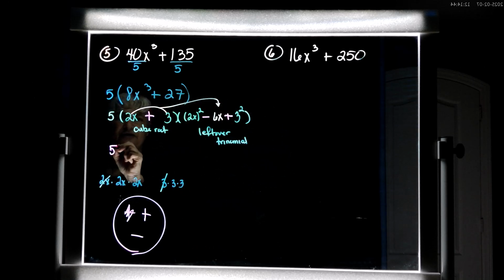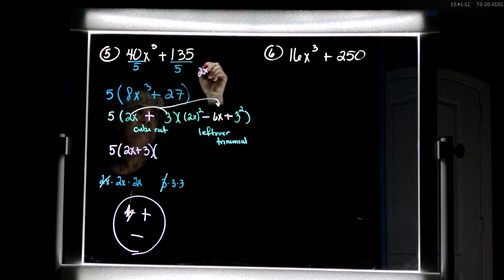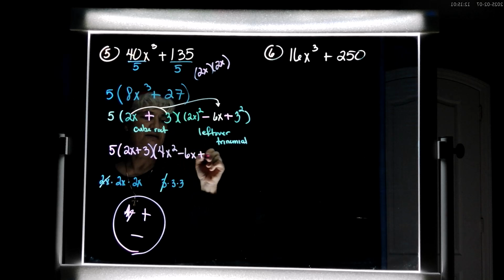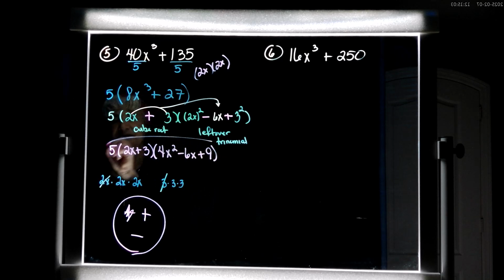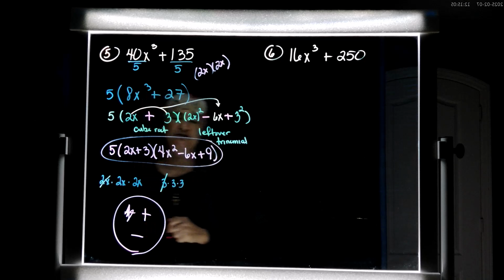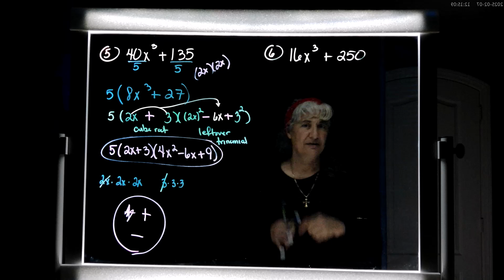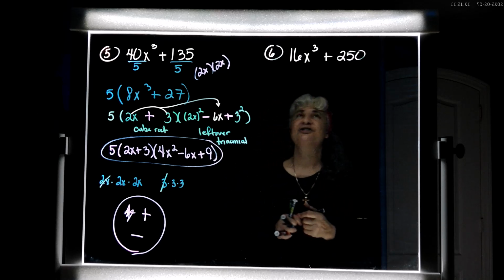All right, so let's clean this up. The 5 is still there. The cubed root parenthesis looks like 2x plus 3. The leftover, 2x times itself, 4x squared, minus 6x plus 9. We know the trinomial doesn't factor. We're not even going to bother going through it again. Good? With me? Good job, guys.